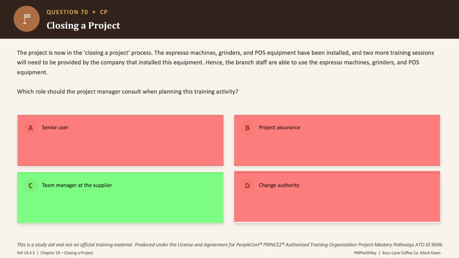Confirming project acceptance is about tidying up any uncompleted work, and here is the outstanding piece, which is the training that the supplier itself has to deliver. So naturally the project manager consults the team manager and the supplier since they are the ones actually running those sessions and has that necessary skill and capacity to deliver those trainings. Okay, so the correct answer to this question is option C.